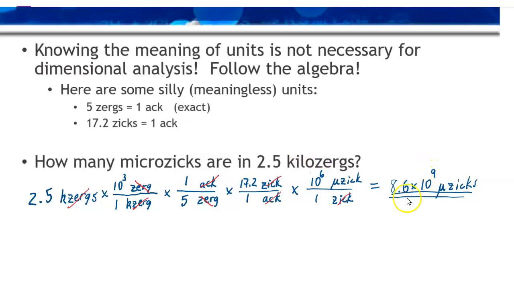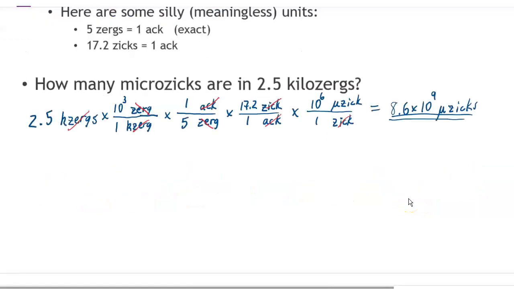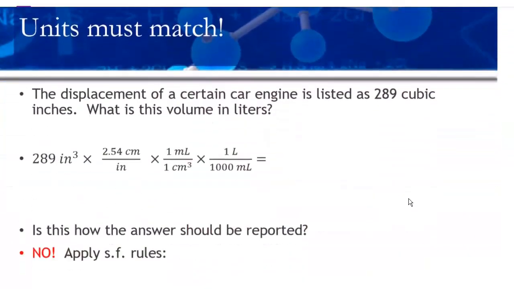Just double check my significant figures. I started with 2, I end up with 2. Looks good. All right, one last example. We have to make sure that the units match when we cancel. Okay, so in my example here, the displacement of a car engine is 289 cubic inches. What's the volume in liters?